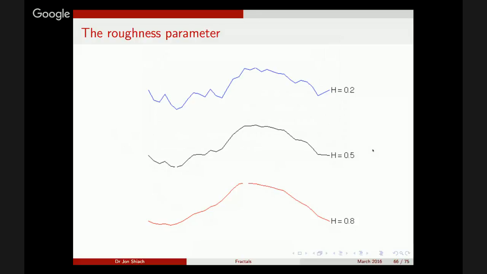I think we'll leave this activity because it's quite a tricky thing to actually do quickly. Okay, so that's a roughness parameter. So the value of H depends on how rough you want your landscape.